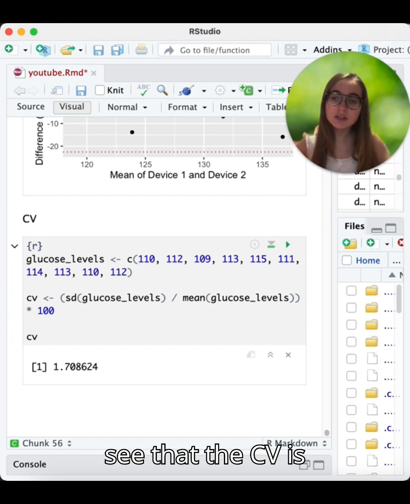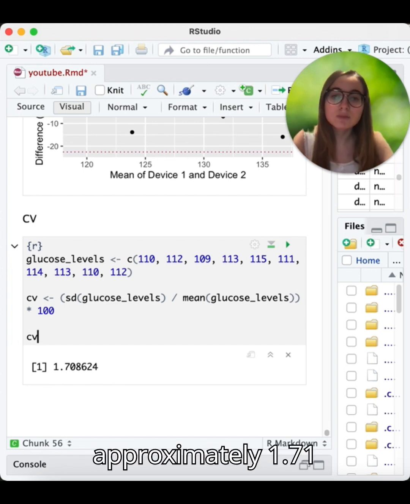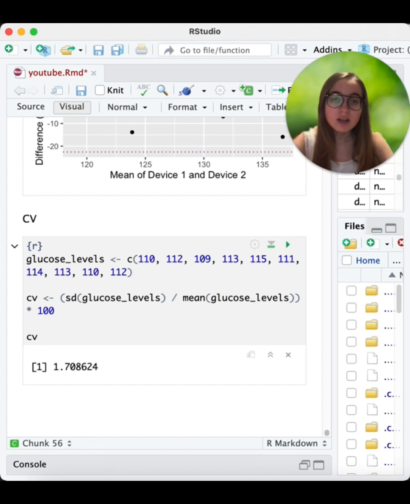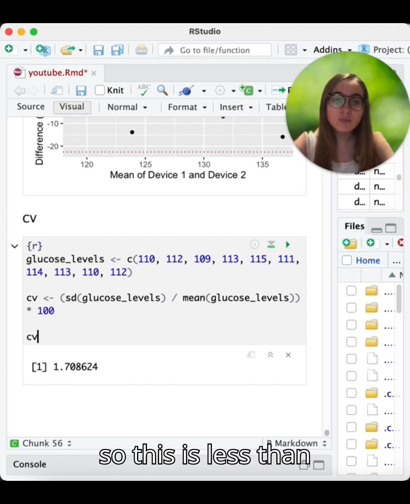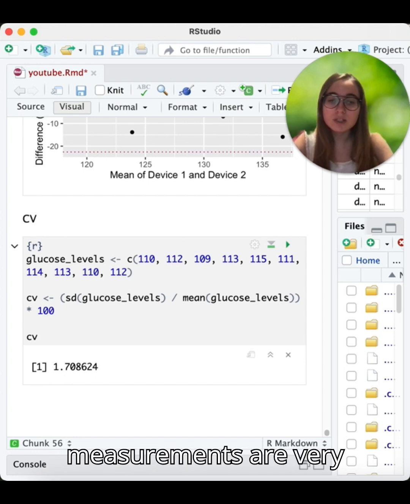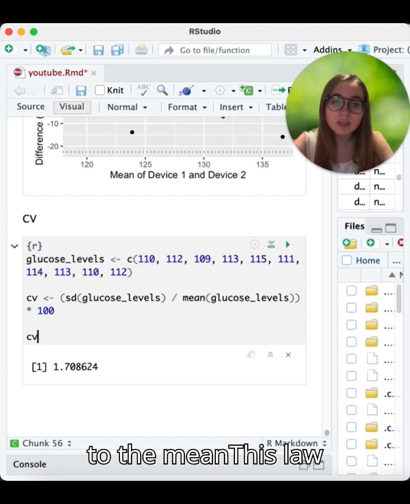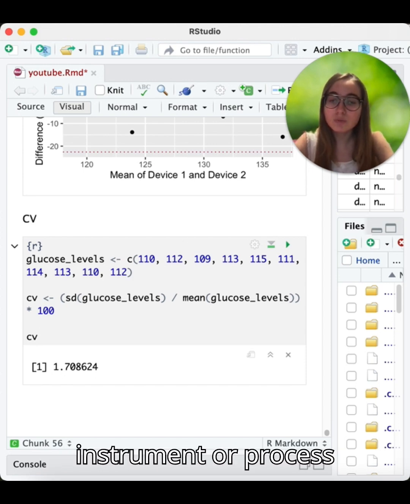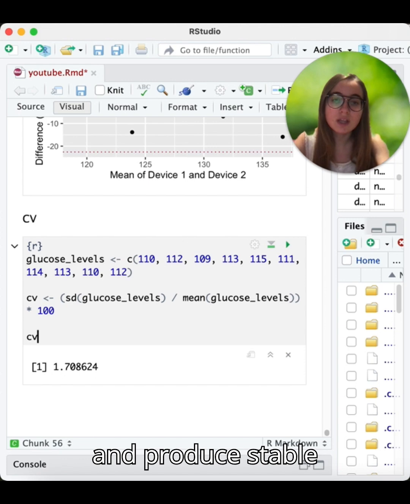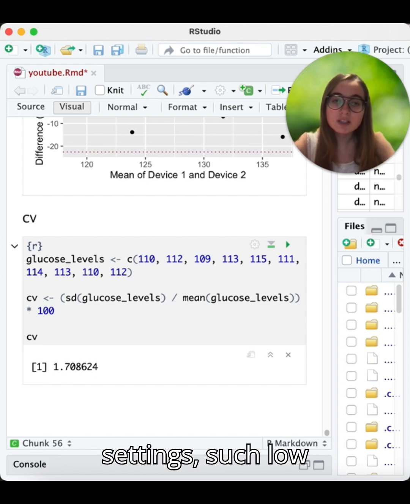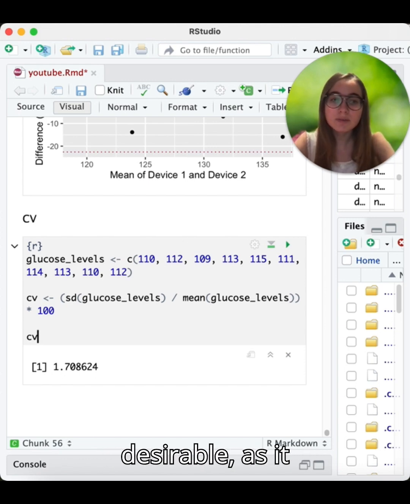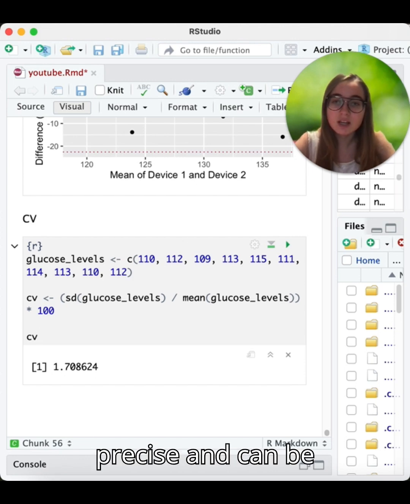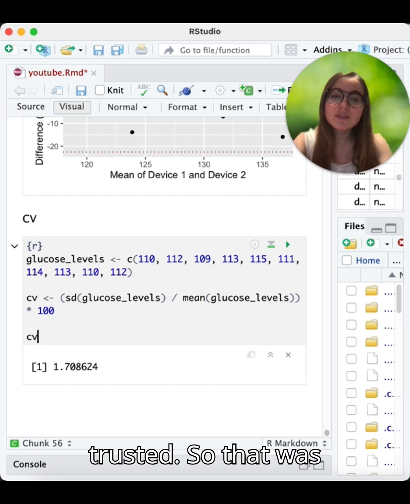Here we see that the CV is approximately 1.71. So this is less than 5%. We can say that the glucose measurements are very consistent relative to the mean. This low CV suggests that the repeated measurements have minimal variability, meaning the measuring instrument or process is likely reliable and produces stable results. In clinical settings, such low variability is often desirable, as it implies that measurements are precise and can be trusted. So that was all from this video.